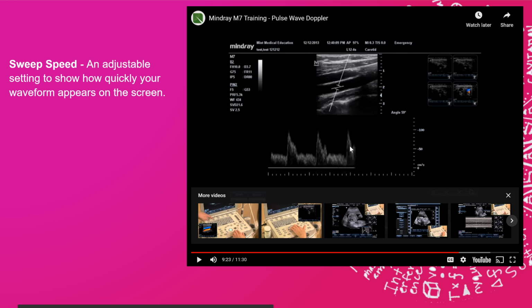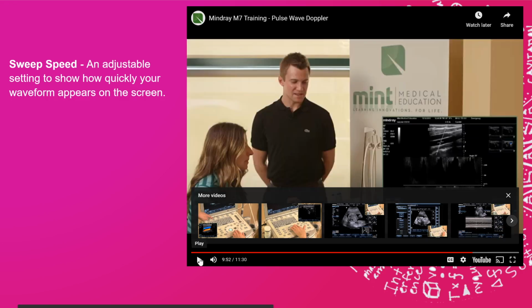So these are all things. So again, sweep speed just shows us how many waveforms we can kind of jam into that time. It does change the x-axis of our baseline. Remember, the x-axis in our spectral tracing is time. The y-axis is velocity. So we change the unit of time that we're displaying, therefore displaying more or less waveforms underneath.